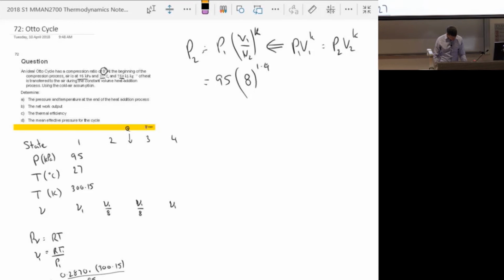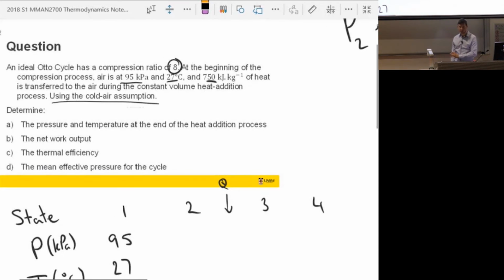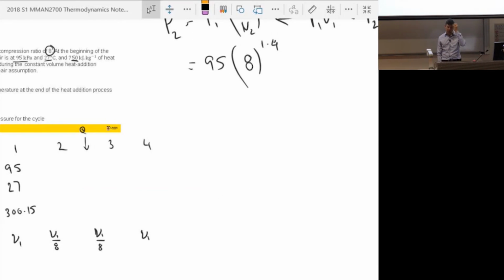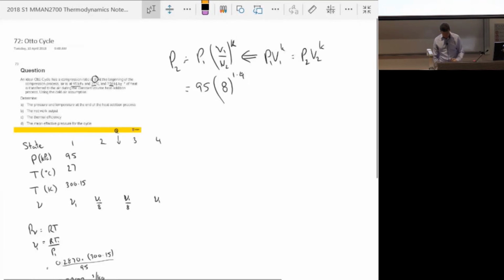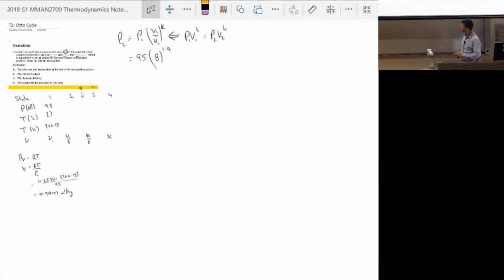The instruction we're given is to use the cold air assumption. This assumes the properties of air aren't changing as it changes in temperature. We'll refine that a little bit. There is a more advanced way of looking at air because the CV and the CP and the K do change as air gets hotter. But for now, we'll just make the analysis simple. All right. And that will give us a pressure 2 of 1745.01. So that's our pressure 2.